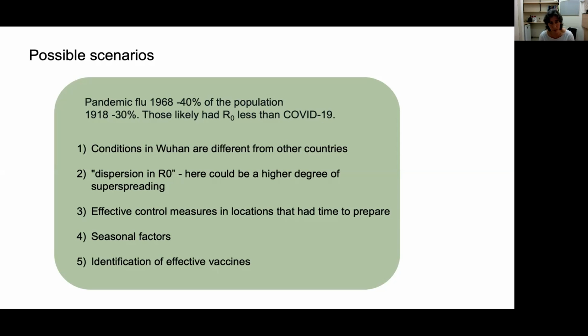For example, for models that are based on what happened in Wuhan, these conditions in Wuhan might be different in other countries for some reason. These models are built on the R0 values that we have now, but this could be wrong because there are more or fewer people infected. We still don't know the exact numbers. The control measures that we're taking might give us some time to prepare. Seasonal factors might affect the outcome, and we'll talk about it in the next slide. We might be able to identify a vaccine, and that, of course, will change the course of the disease.